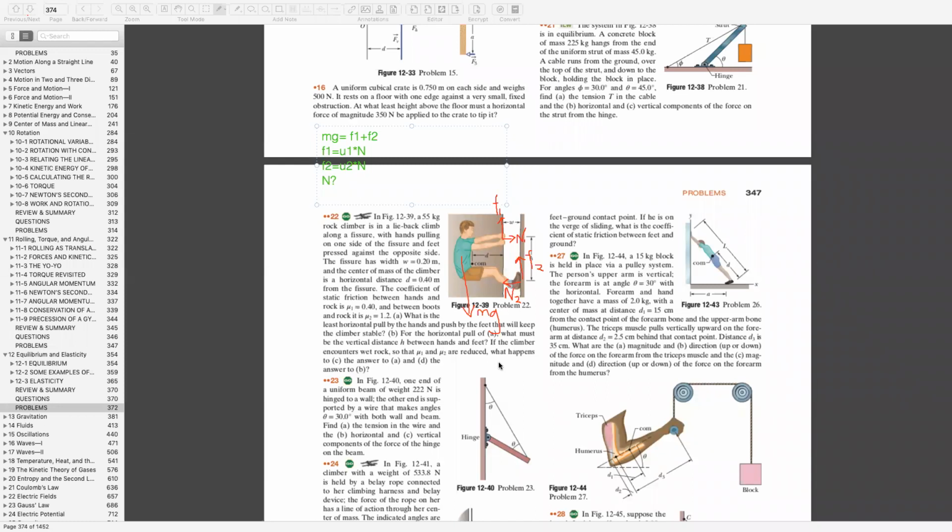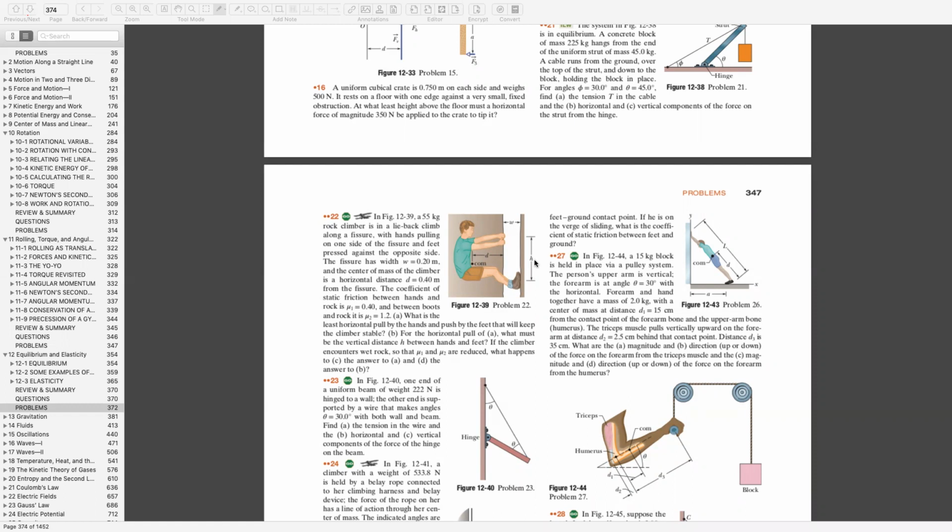So then find the horizontal pull. What must be the vertical distance h between hands and feet? Let me erase this. So they're asking what is the vertical distance, right? It's asking what must be for the horizontal pull of what we figured out for that normal force. What must be the vertical distance h between hands and feet?